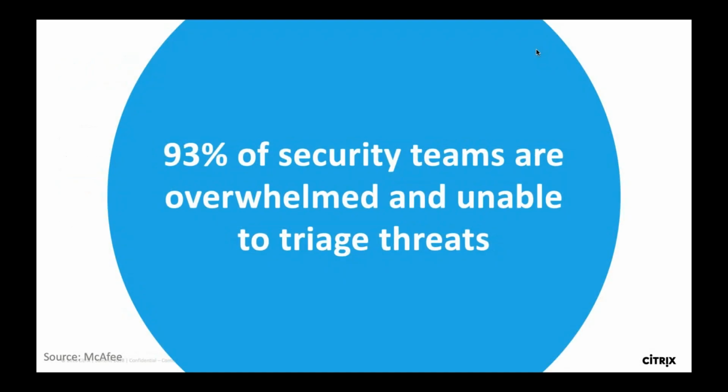Unfortunately, today, we can pretty confidently say that 93% of security teams are overwhelmed and unable to triage threats because the threats are presented to them in the form of competing alerts. So Citrix Analytics mitigates that by taking all that raw data, processing it using artificial intelligence and machine learning, and then presenting that data back to these administrators in the form of very clean, very simple alerts.